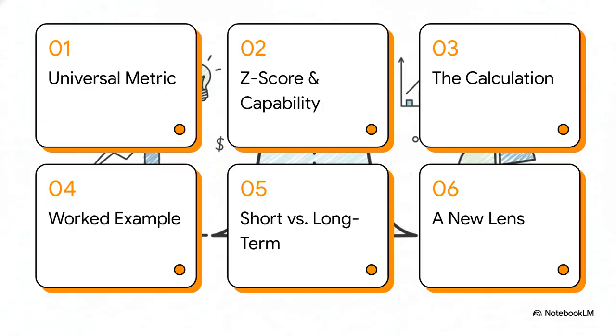So, here's our game plan. We're going to start by really getting why this universal metric is so absolutely crucial. Then, we'll define the core concepts, Z-score and process capability. After that, we're going to get our hands a little dirty with the actual calculations, see it all in action with a real-world example, add a really important layer of nuance, and then finally, show you how to use this thing as a powerful new tool to transform your business.